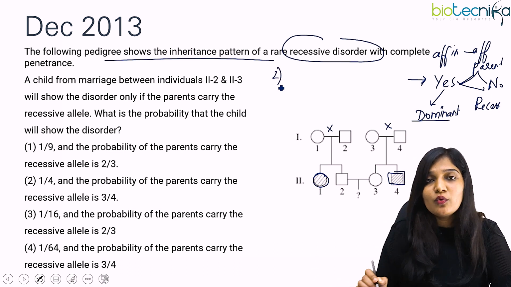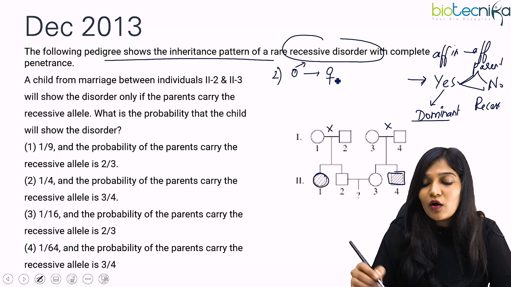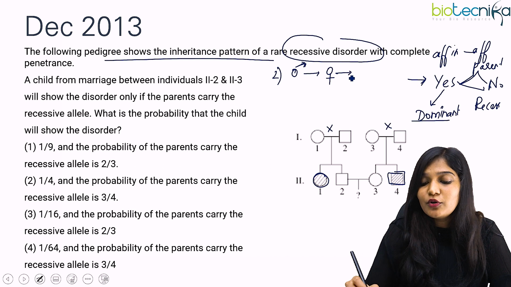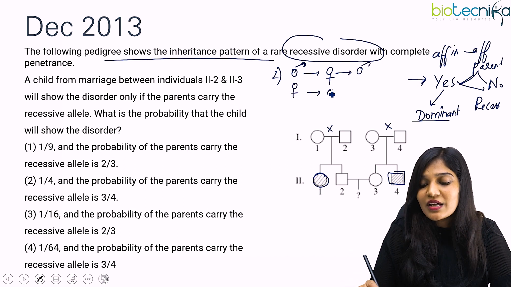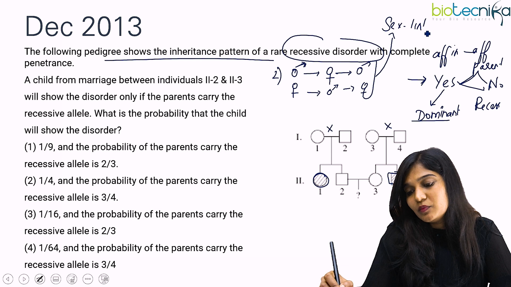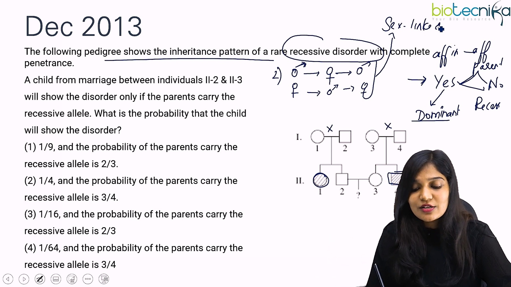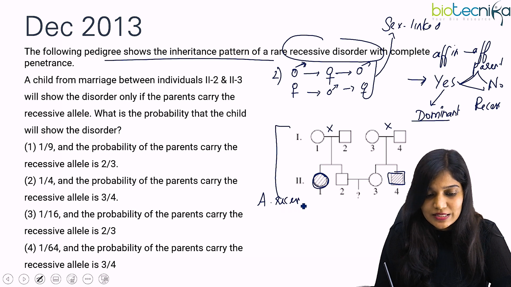The second question you have to ask is whether it is going from father to daughter to grandson, or from a mother to son to a granddaughter. If you see this, then remember it is sex linked. But it is not going like this, so it is definitely autosomal recessive.